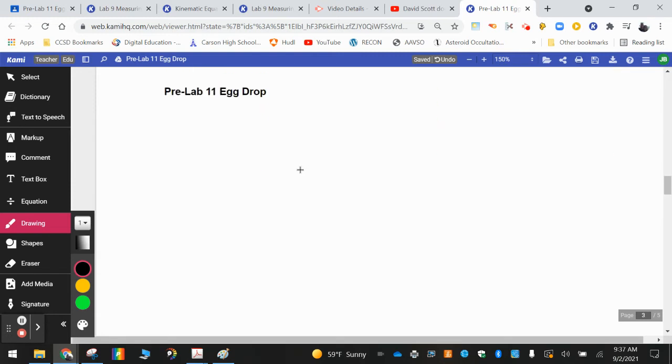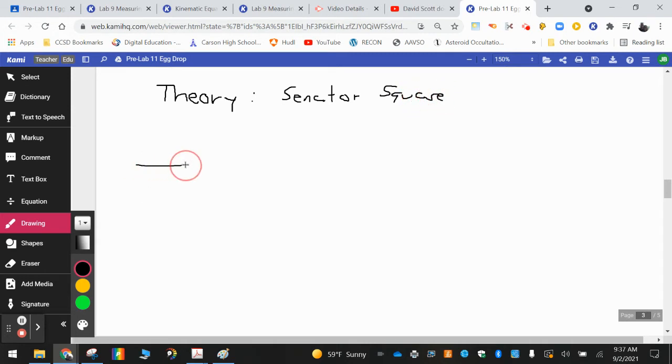So, theory. Go ahead and write down "theory," and we will see what is going on. We're going to go to Senator Square. I'm going to write down Senator Square. And here's the bridge or the railing in Senator Square, and here's the bottom of Senator Square right here.